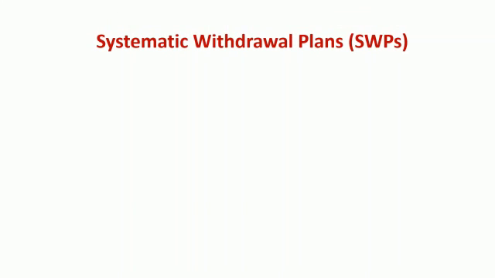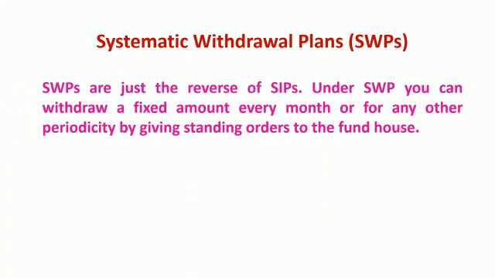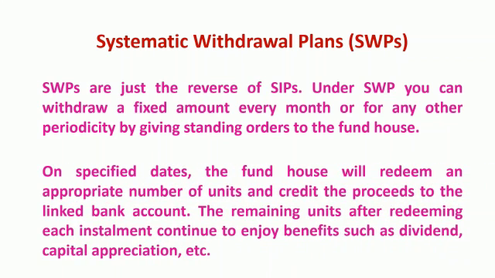Systematic withdrawal plans. Systematic withdrawal plans are just the reverse of SIPs. Under a systematic withdrawal plan, you can withdraw a fixed amount every month or for any other periodicity by giving standing orders to the fund house. On specified dates, the fund house will redeem an appropriate number of units and credit the proceeds to the linked bank account. The remaining units, after redeeming each installment, continue to enjoy benefits such as dividend, capital appreciation, etc.